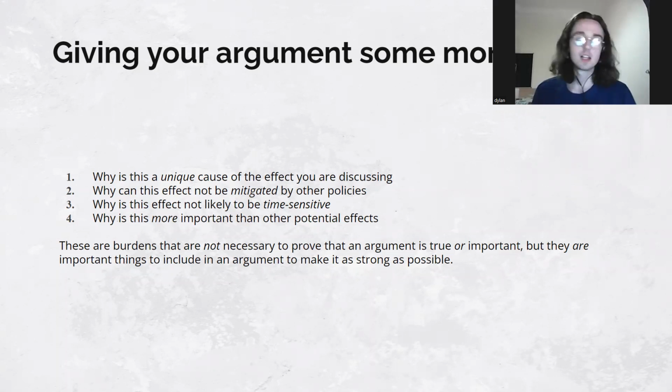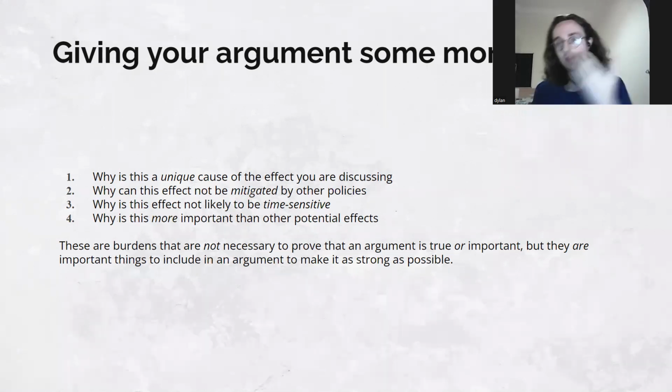Thirdly, why it's not likely to be time sensitive, because again, a team would say, well, inflation happens, but it goes away over time when governmental policies come in. So it's not that important. Whereas the things that we're talking about exist over the long term.